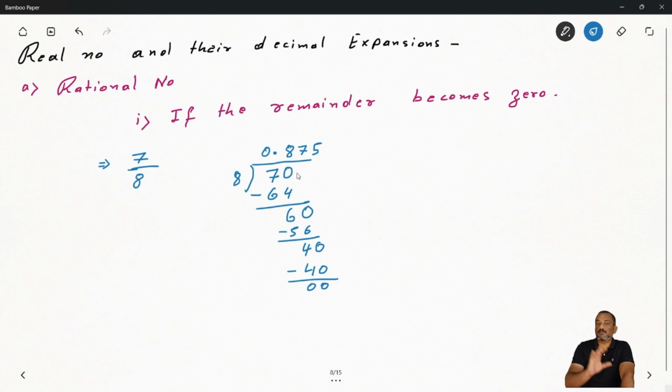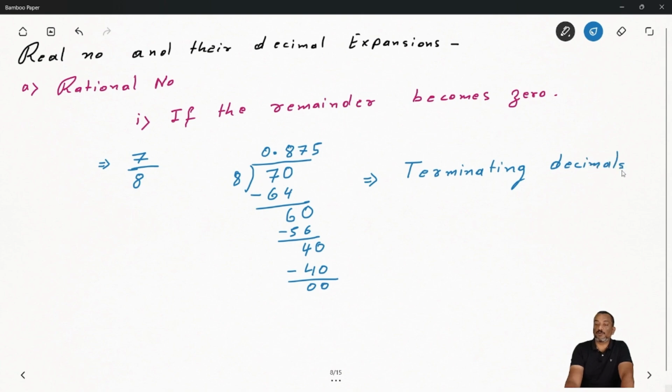Plus your decimal has also terminated after some time. Okay, so such a decimal where your remainder is 0 and your decimal gets terminated, such type of decimal representation is called terminating decimals. Okay, terminating decimals.